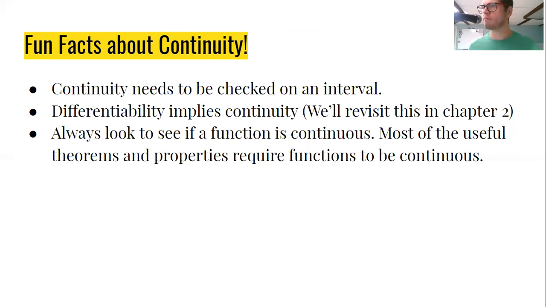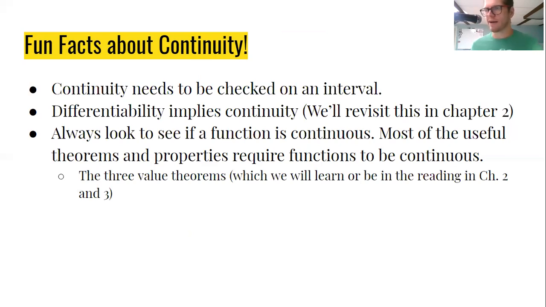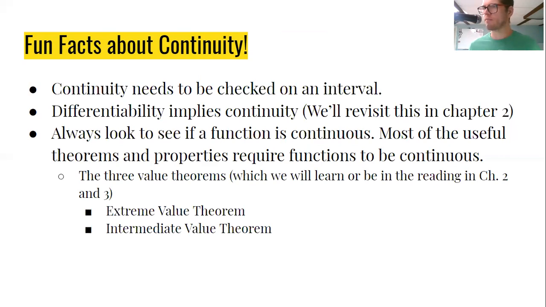Here's a couple. There are three, I call them value theorems, that we're going to look at. We'll talk about them in the reading in chapters 2 and 3. There's the extreme value theorem, the intermediate value theorem, and the mean value theorem. These three only work when you have continuous functions. And the mean value theorem needs the function to be differentiable, but that's a different story. We'll get there later.